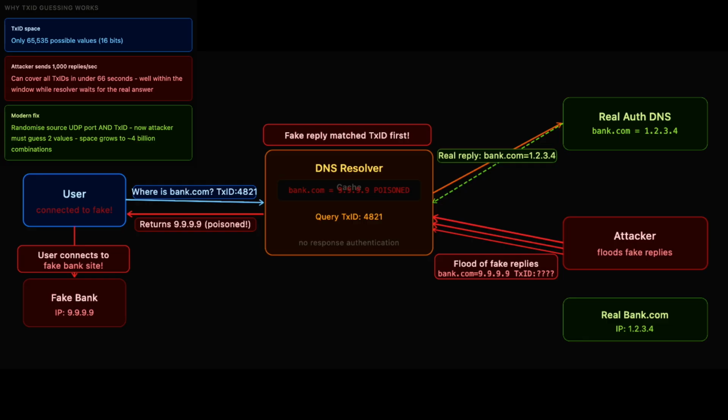With only 65,535 possibilities, a flood of fake replies has a high chance of guessing correctly before the real response arrives. Once a single forged reply matches, the resolver caches the fake record. Every subsequent user asking for that domain gets the wrong IP until the TTL expires.